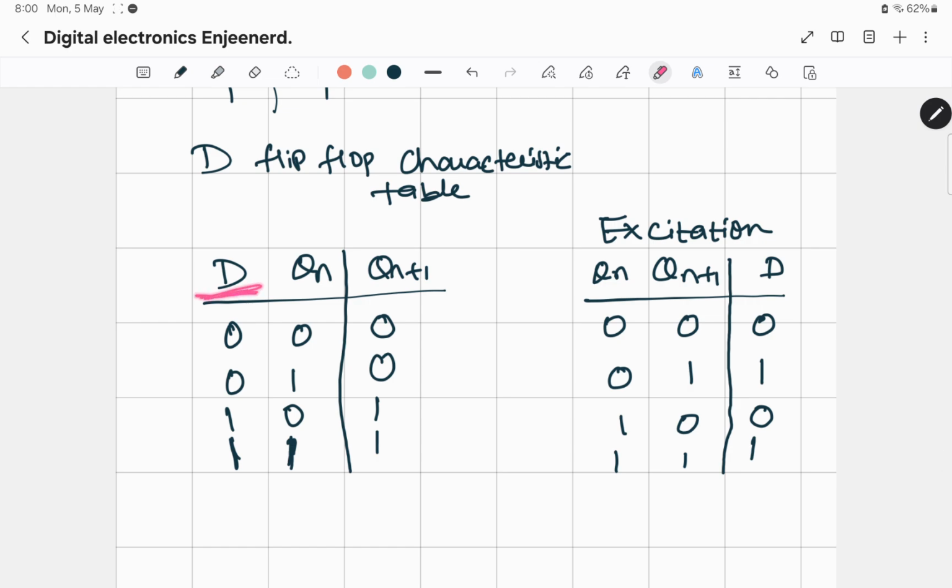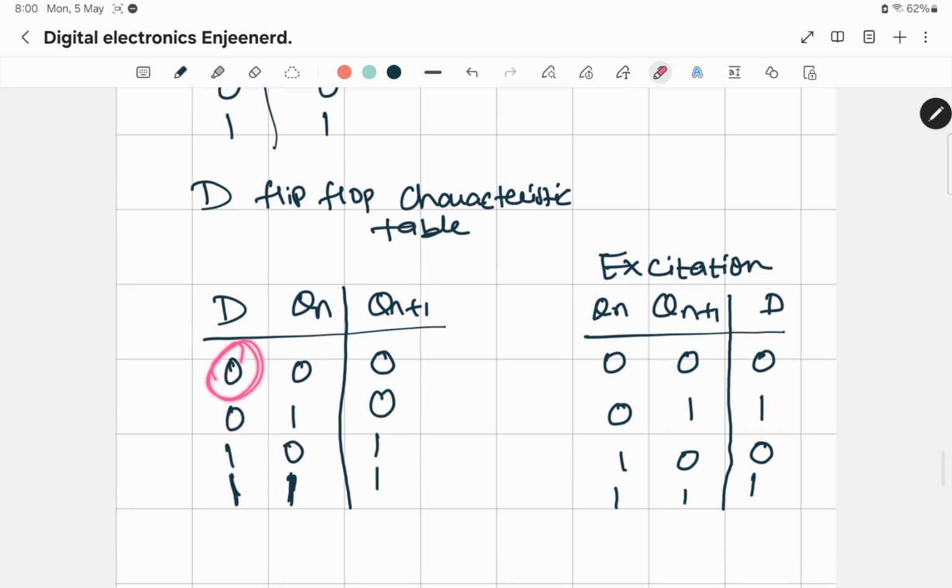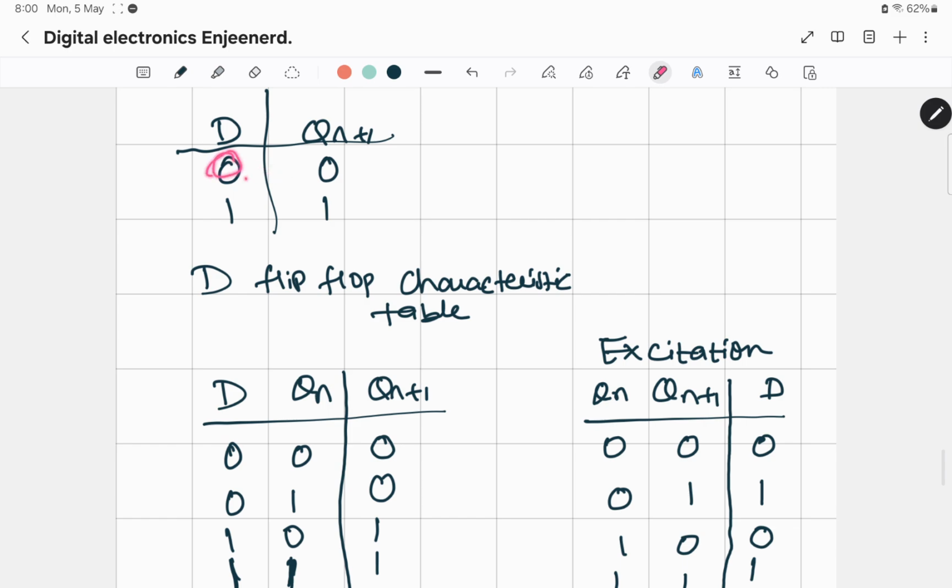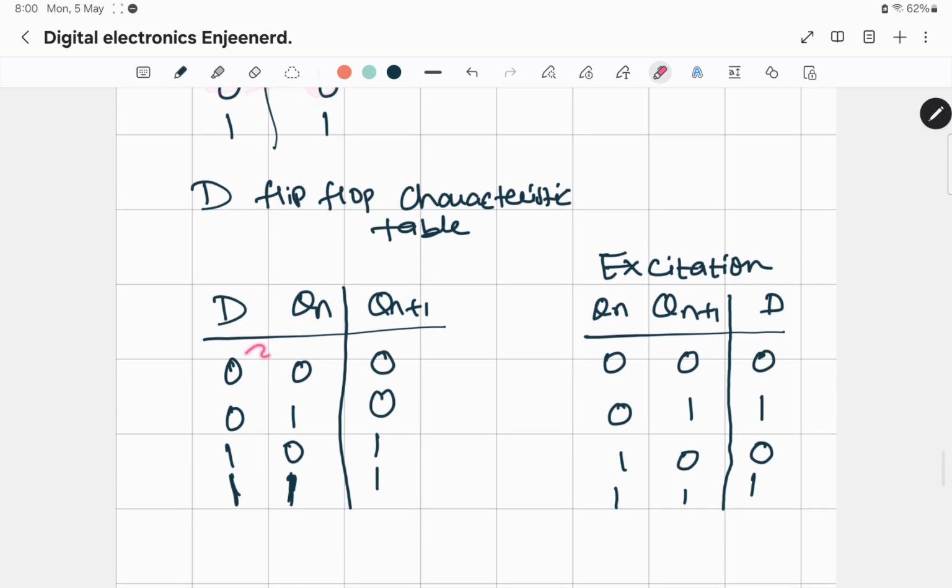Characteristic table: current input and the current state. So you have 4 combinations, 0 0, 0 1, 1 0 and 1 1. For D equals 0, what does the truth table say? For D equals 0, my Qn plus 1 is 0, right? Whatever is the D will get repeated here. There is no thinking, absolutely no thinking here. So 0 will become 0, 1 will remain 1, right?